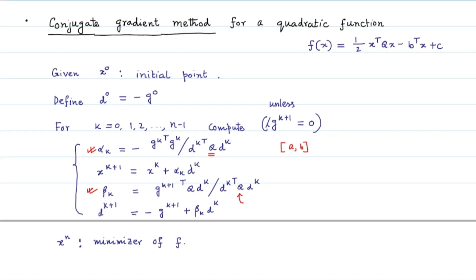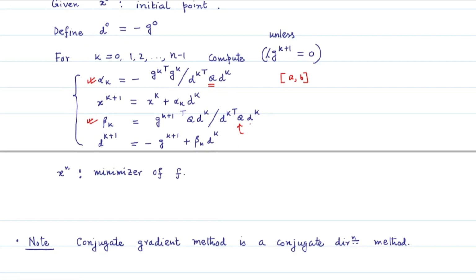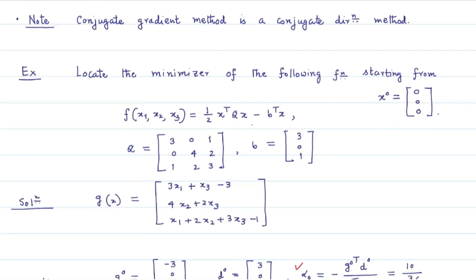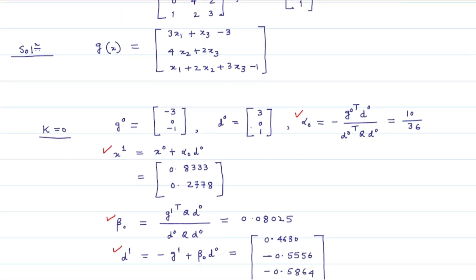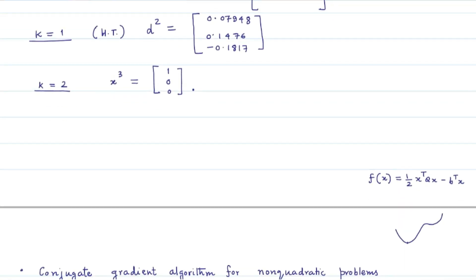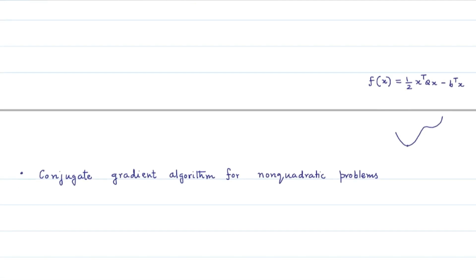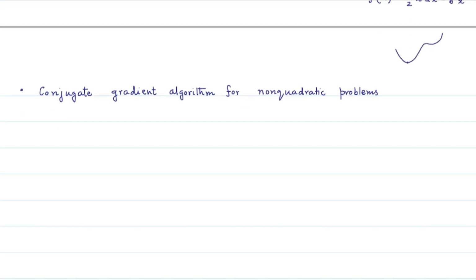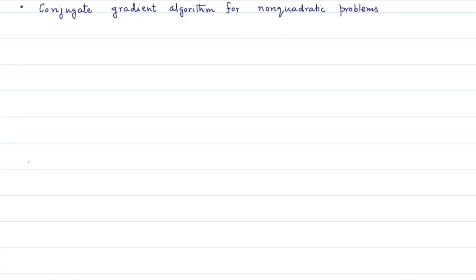Three common modifications of the expression of beta k in the conjugate gradient method are the Hestenes-Stiefel formula, the Polak-Ribiere formula, and Fletcher-Reeves formula. We will discuss all of these three formulas one after another. The Hestenes-Stiefel formula is identified in the following manner.